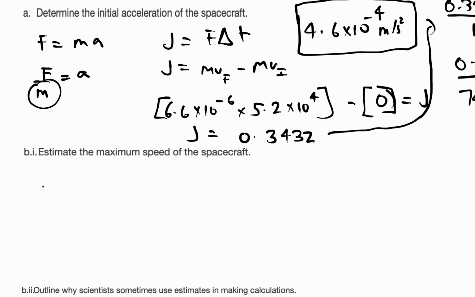Now, what do I mean by this? We can say the mass of the ions, which is 6.6.